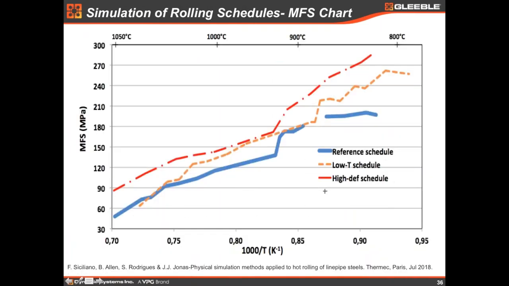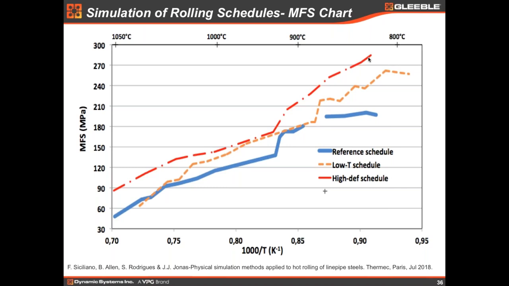So let's see how the mean flow stress curve looks. This blue curve is the reference, the standard schedule. This is what the rolling mill is doing right now. If we reduce the temperature by 40 degrees, we have some passes where the mean flow stress will be higher, so the roll forces will be higher. And if you increase the reduction per pass, you have a consistent increase in the mean flow stress and consequently in the roll force.